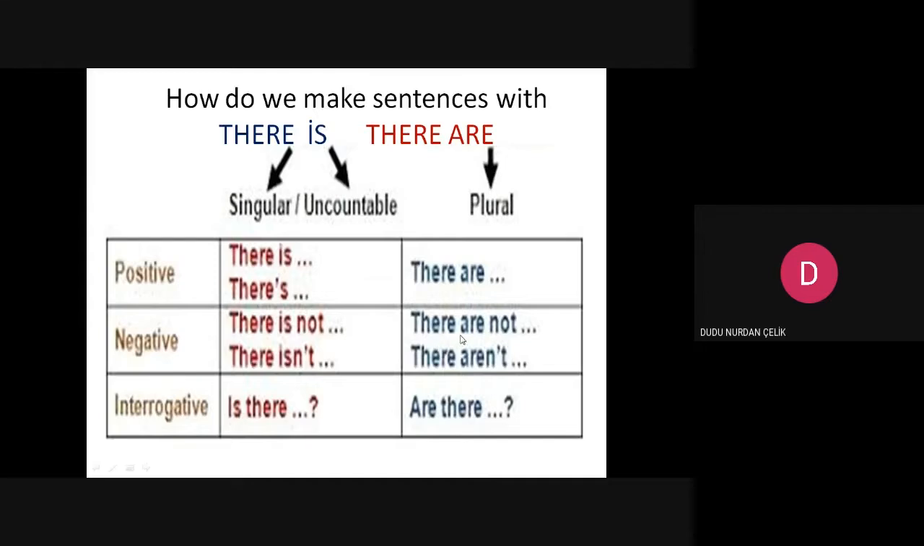For plurals, there are not or there aren't, and interrogative means question, we say is or are at the beginning of the sentence. We begin with them and say, is there? Are there?